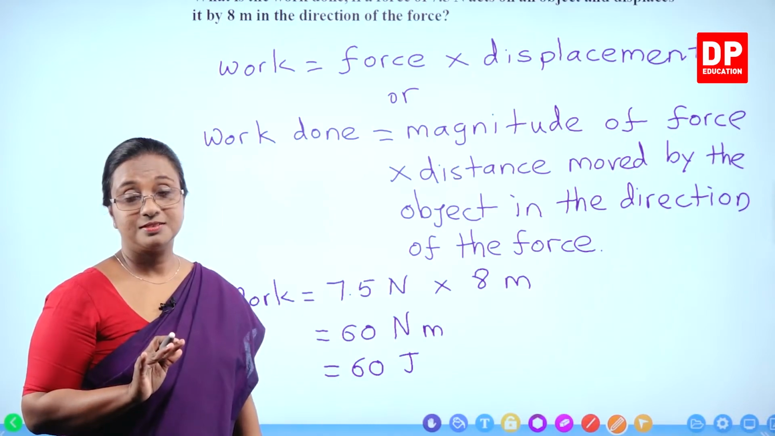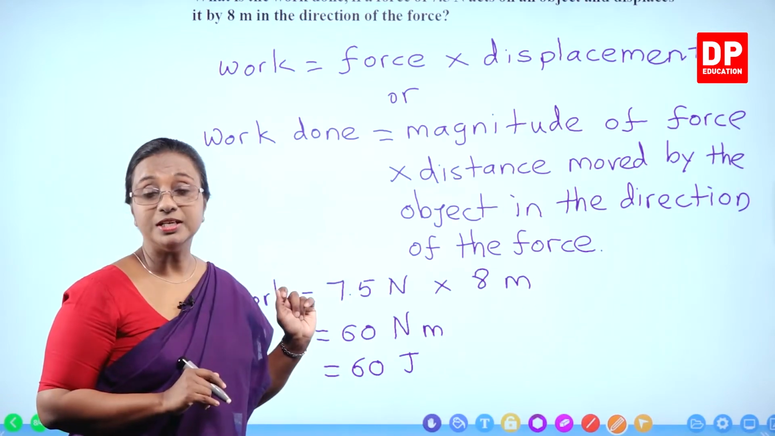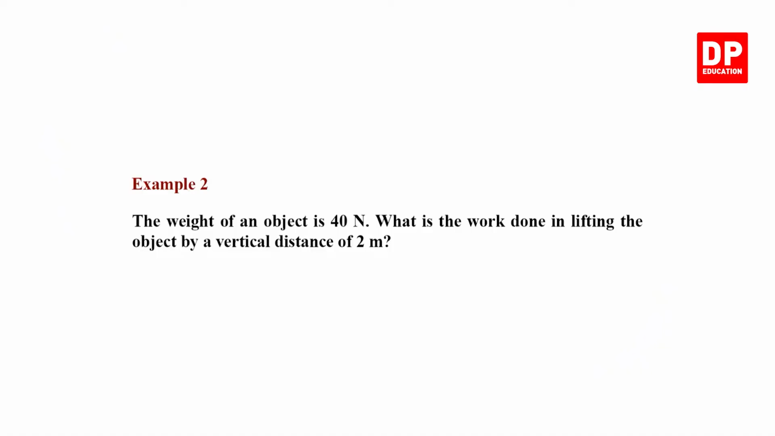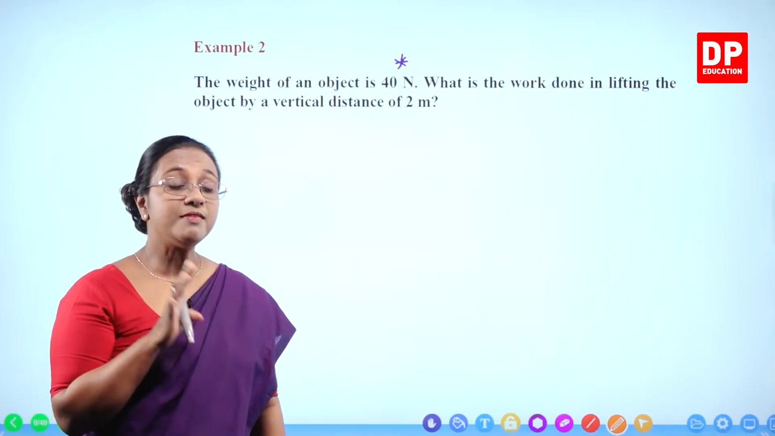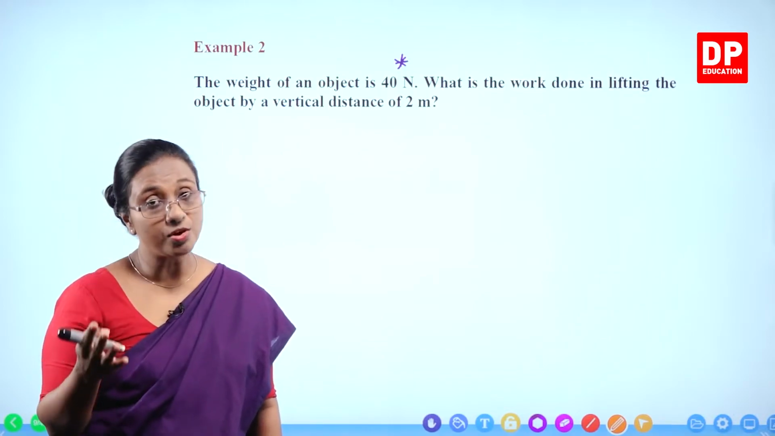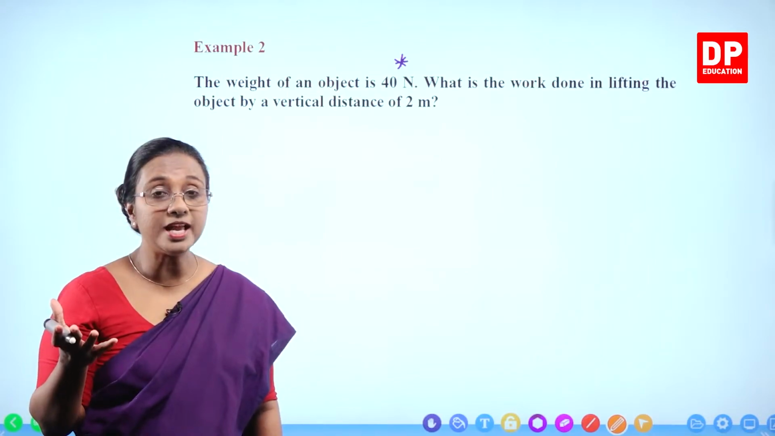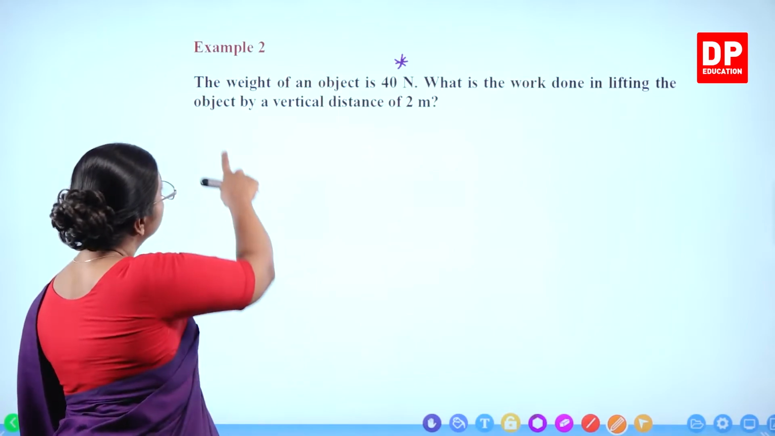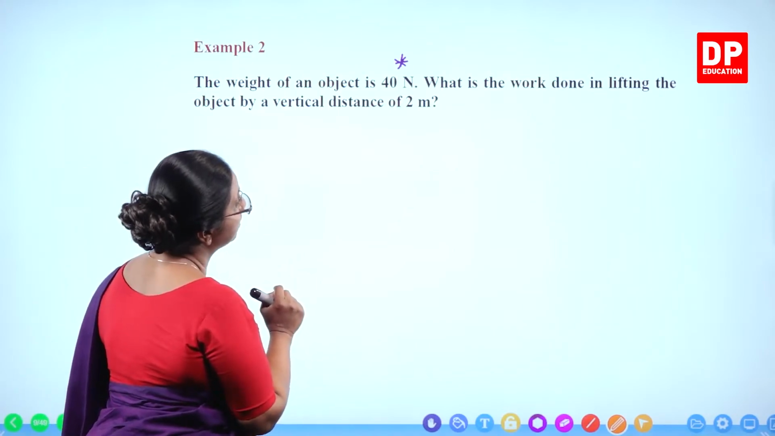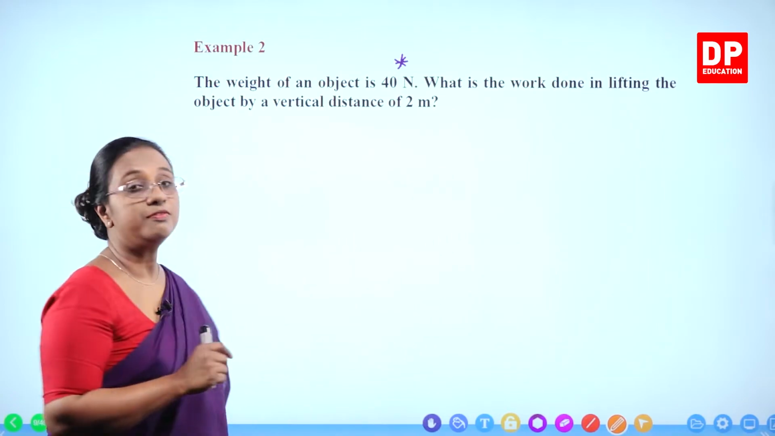Is that clear, students? I'm sure you all can understand this. So then we will move on to the next example. Example 2. The weight of an object is 40 Newton. So weight. So far we have been discussing force. But you all know, weight is also a force. So if we say force applied or the weight of the object, it refers to the force. So the weight of an object is 40 Newton. What is the work done in lifting the object by a vertical distance of 2 meters?